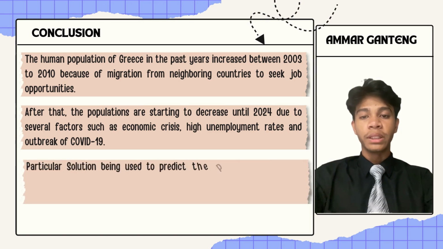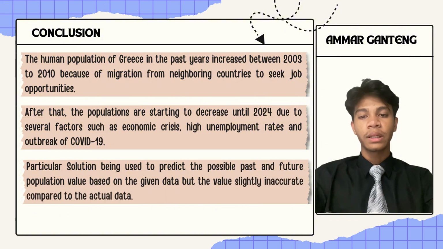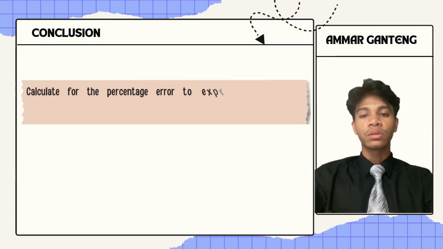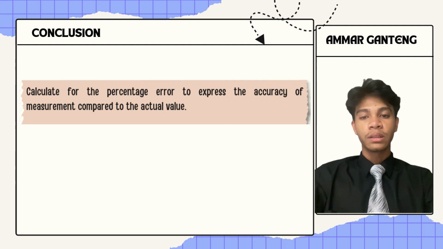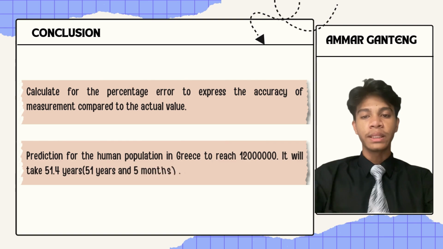A particular solution was used to predict the possible past and future population values based on the given data, but the values were slightly inaccurate compared to the actual data. Therefore, we calculate the percentage error to express the accuracy of measurement compared to the actual value. Then, we predict the human population in Greece to reach 12 million. It will take 51.4 years, approximately 51 years and 5 months.